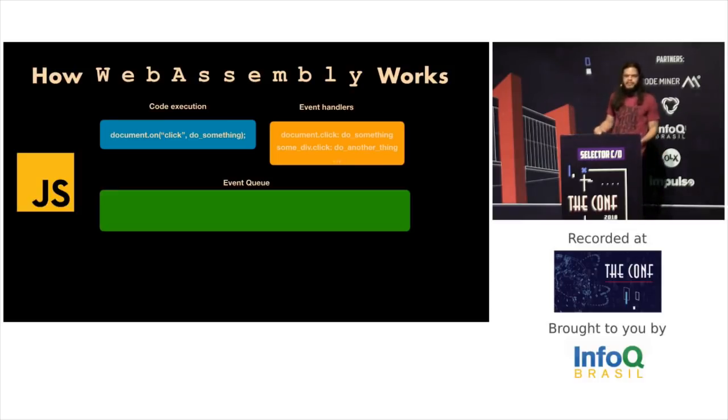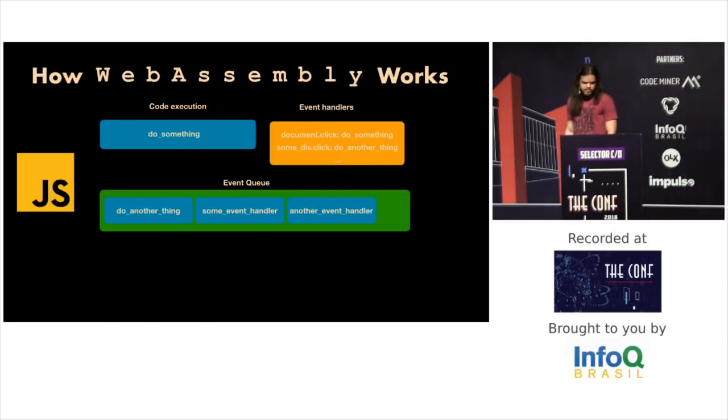And finally, we have the famous JavaScript event loop, where if you click on the document, you get do something in the event queue. When you click on some other div, you get do another thing. Some event handler goes in. So the event loop is just this. Events happen, stuff goes into the queue, and it goes into code execution as soon as possible. So this is just vanilla JavaScript.